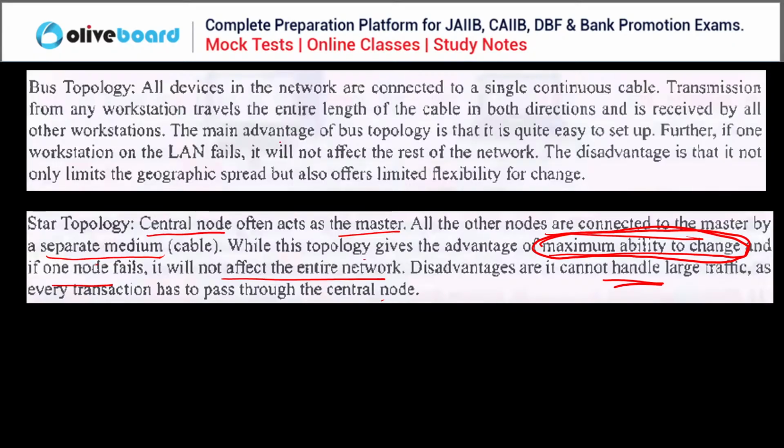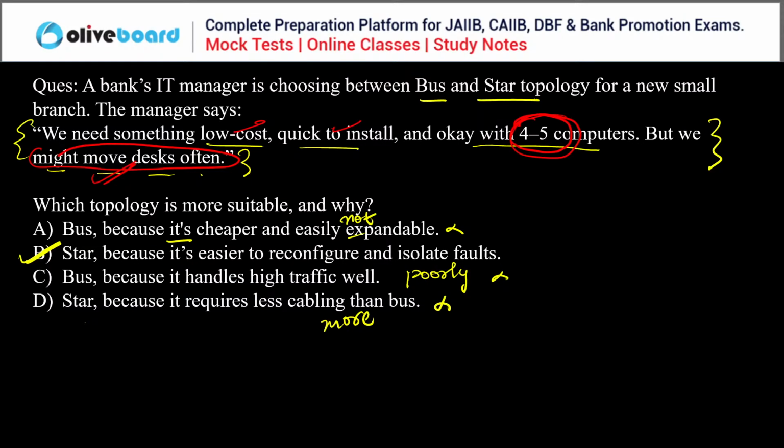So in bus topology, you will see it offers limited flexibility to change. First of all, it is not flexible if we compare it to the star topology, right? Star topology, you can say it is easier. It is low in cost. It is quite easy to set up, but it is not giving you the flexibility, right? And that's why in this you will see star topology is a better topology than a bus topology.